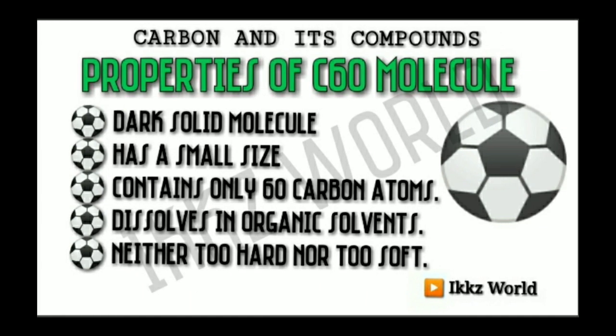Although not much of the properties of Buckminster fullerene are yet known, it's a dark solid molecule. It has a very small size, having only 60 carbon atoms. This fullerene C60 molecule dissolves in organic solvents as well. And Buckminster fullerene is neither too hard like diamond nor too soft like graphite. It's somewhere in between the two, graphite and diamond.